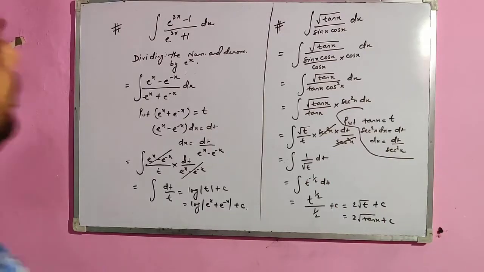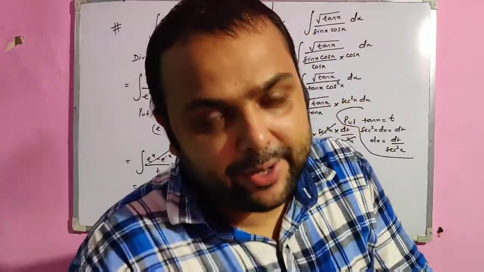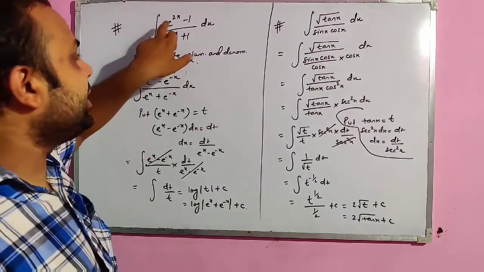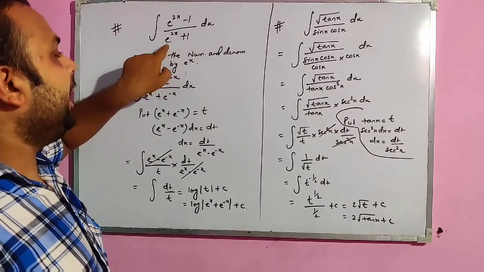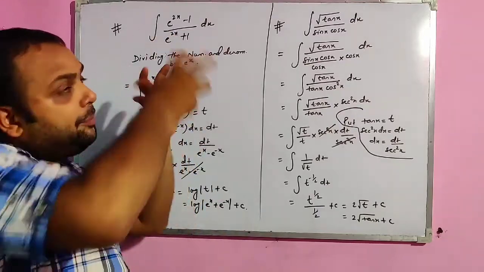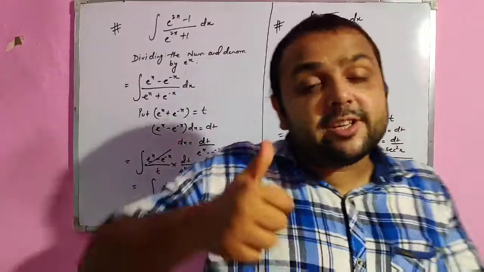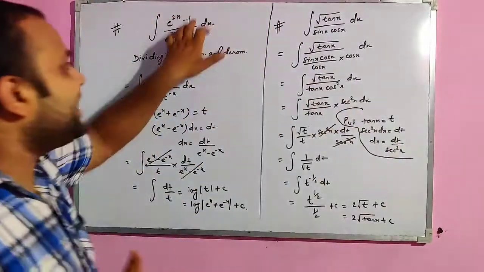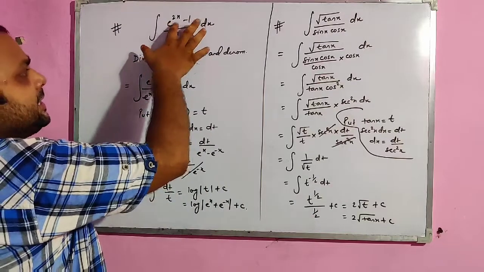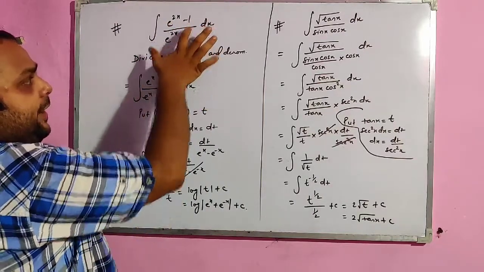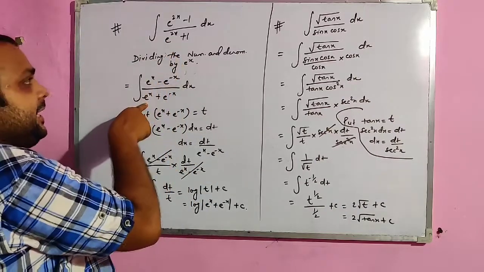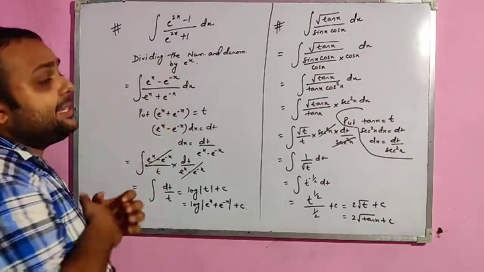Now we'll see some problems based on exponential and trigonometric functions, based on substitution. The question is the integration of e to the power x minus 1 upon e to the power x plus 1... (in terms of e to the power 2x). In order to simplify it, what I have done, first divide the whole numerator and denominator by e to the power x. So what I have got, this divided by this gives e to the power x, 1 divided by this gives e to the power minus x. Similarly with this, e to the power x, and this is e to the power minus x.